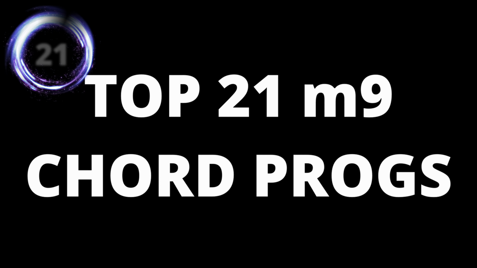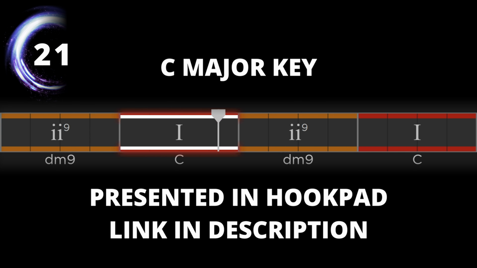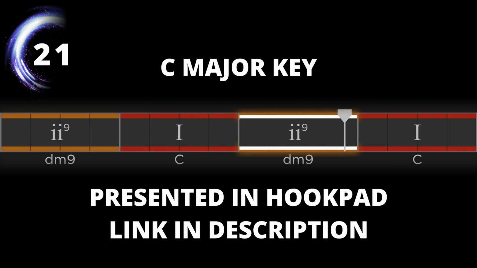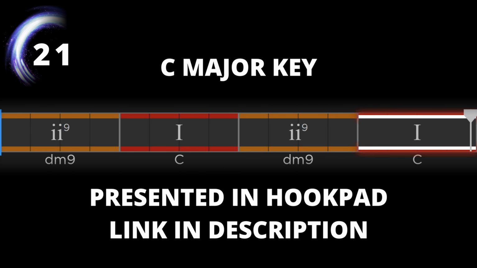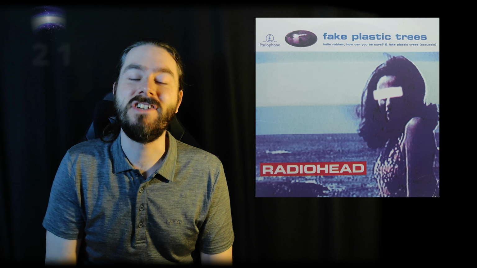In this video, I'll show you the top 21 chord progressions that use minor ninth chords, and our first chord progression is 2 minor ninth, 1, 2 minor ninth, 1. This is a simple major key progression to demonstrate the intense sound of the minor ninth. You can hear it in the powerful Fake Plastic Trees by Radiohead.